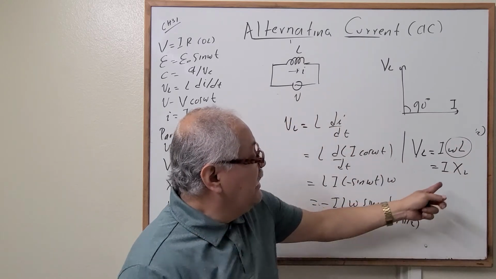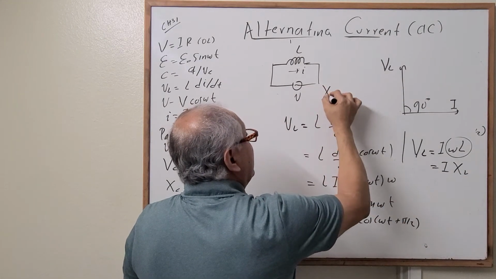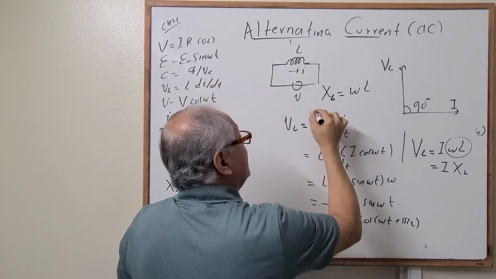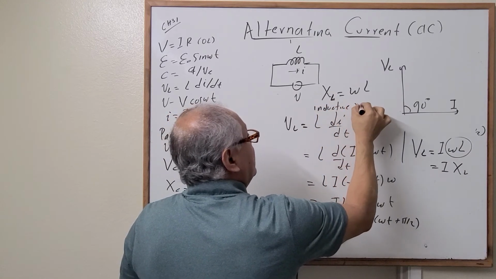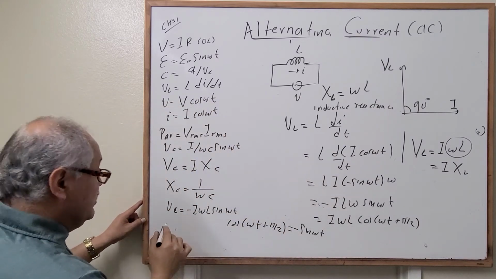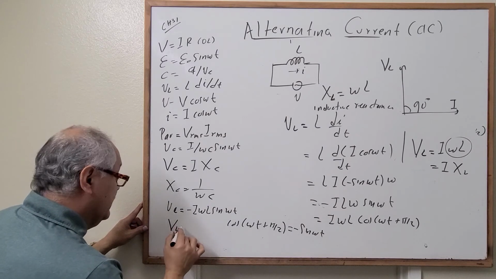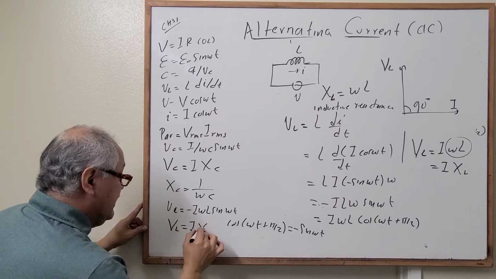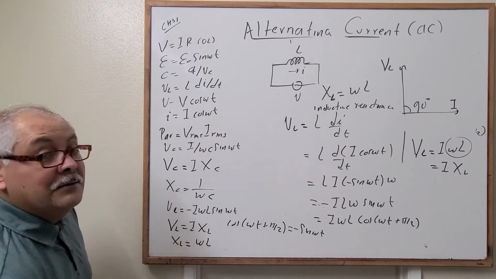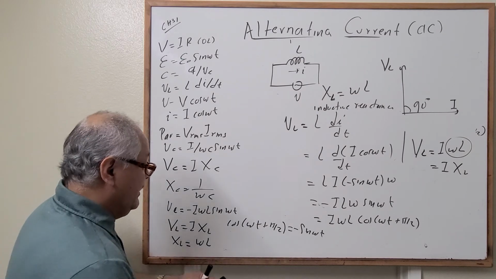And we call this the inductive reactance. The inductive reactance is defined to be equal to omega times L. Perfect. And then we have these quantities: the maximum voltage across the inductor is equal to the current times this reactance, where this reactance is equal to omega times L.